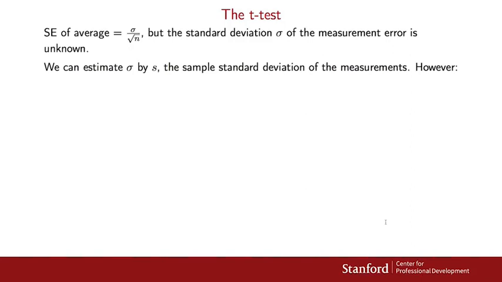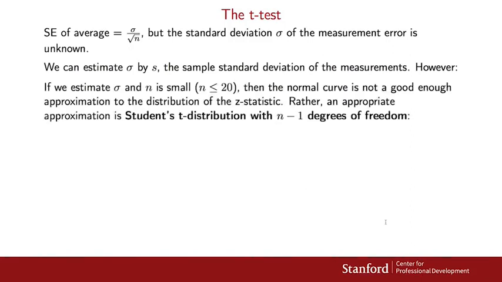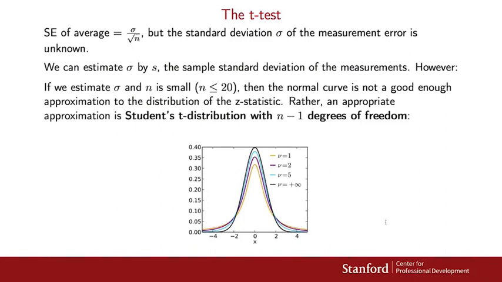Here's where the complication comes in. For small sample sizes, let's say smaller than 20, if we have to estimate sigma, then the normal curve is not a good enough approximation to the distribution of the z-statistic. What happens is that the uncertainty in estimating sigma throws off the approximation. In that case, we have to use a slightly different approximation, which is called Student's t-distribution with n-1 degrees of freedom. Here's a graph that shows several Student curves.